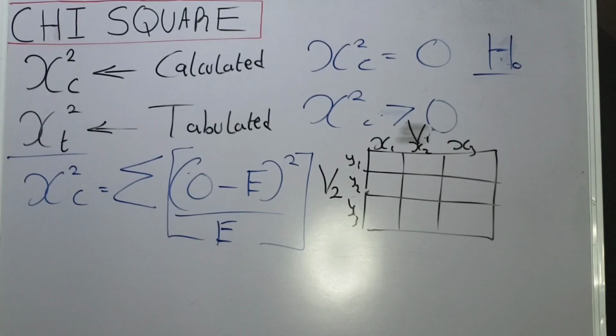Example, let's say we want to study the effect that gender has on voting preferences. If it is the null hypothesis, gender will have no effect on voting preferences.